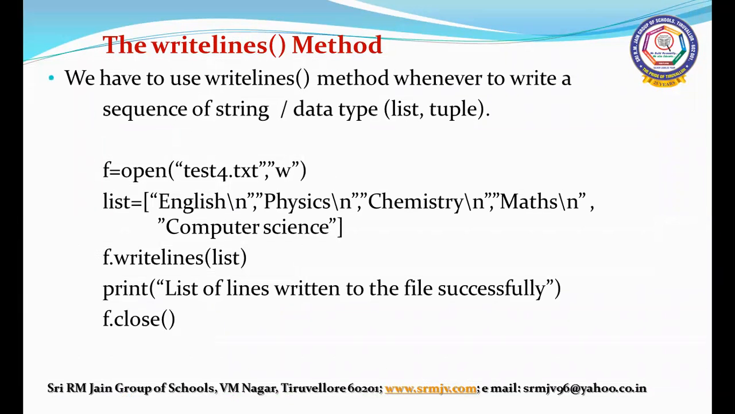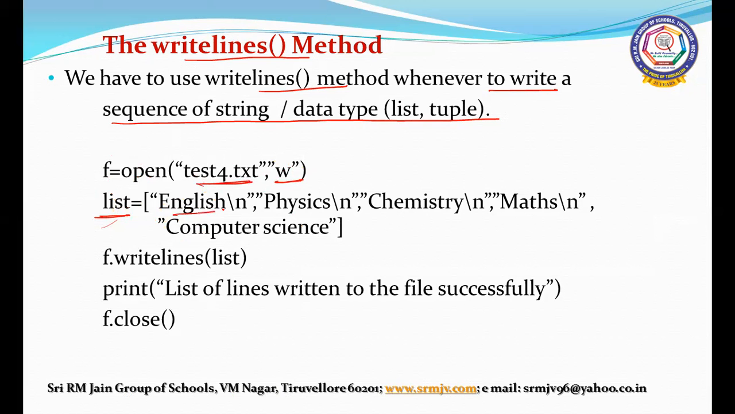Now the next one is we are going to see the writelines method. We have to use the writelines method whenever we write a sequence of strings or data types, for example, if it is a list or a tuple. Here f equal to open of test4.txt, the name of your file, comma w. So here list is a variable name that we have created. In that list we have stored some contents. Using that list's contents only we are going to write into the file.